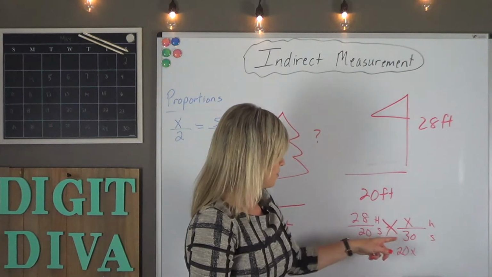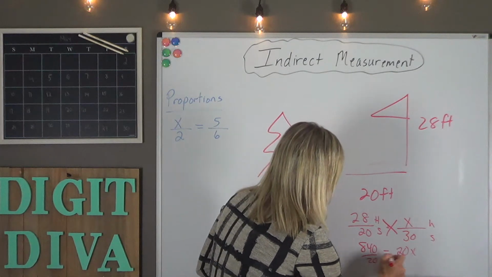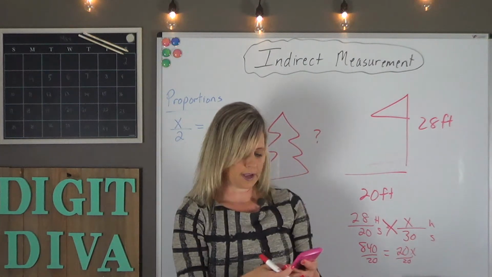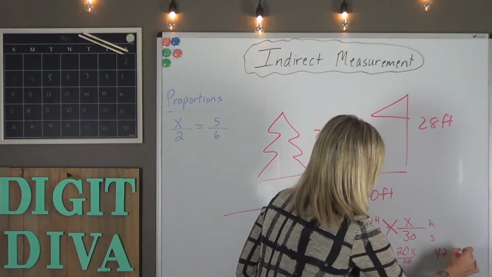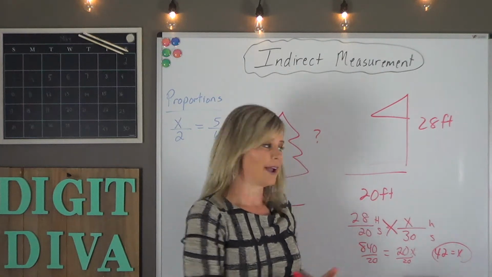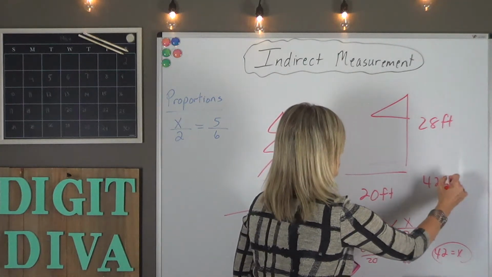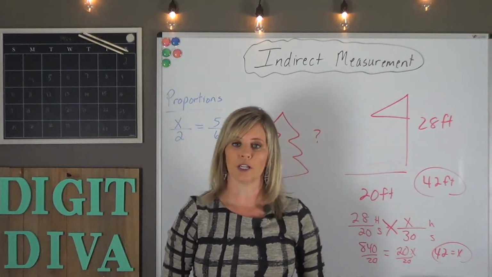So 840 is equal to 20x. That's a one-step equation. You divide both sides by 20. Okay? So 840 divided by 20 would give us 42. So the shadow that the flagpole cast would be 42 feet. Okay? So that's one way that you can set up your proportion.